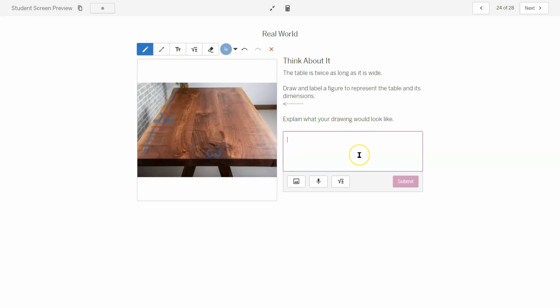Explain what your drawing would look like. It's a rectangular table that is twice as long as it is wide. This is what my drawing would look like.